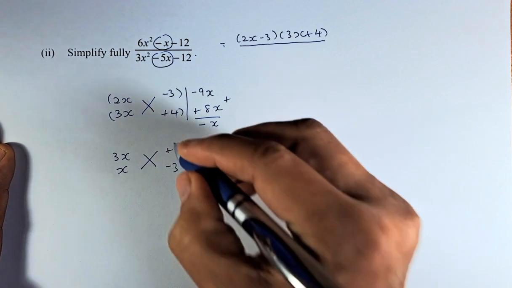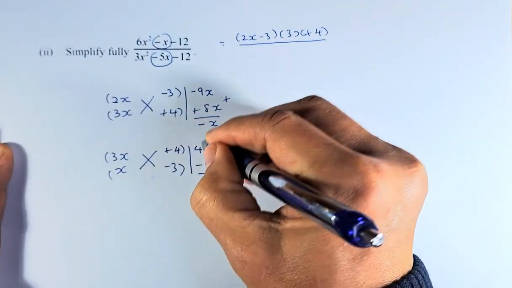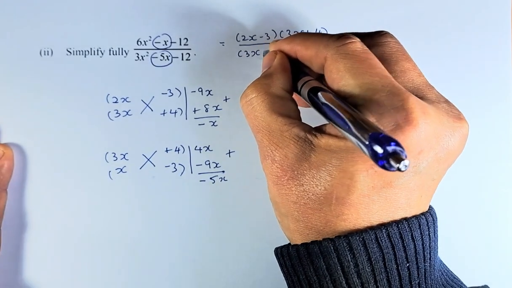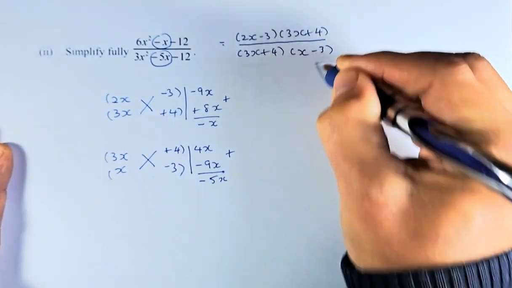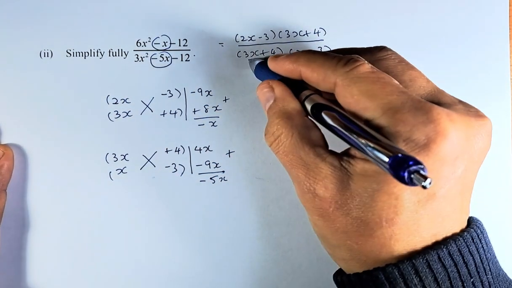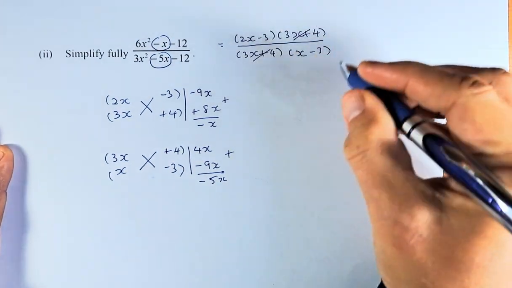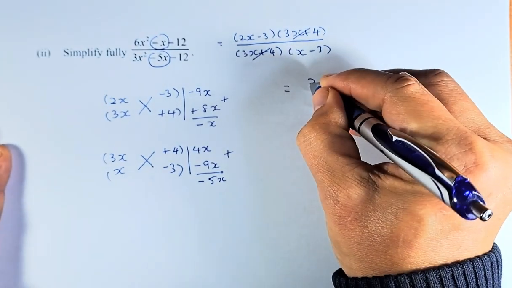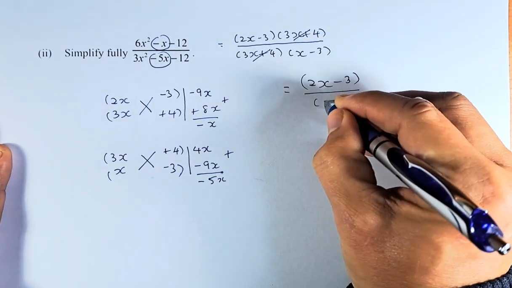So the second expression is going to be 3x plus 4 and the next one is x minus 3. So now you have to cancel out whatever is common. In this case, 3x plus 4 appears both in the numerator and denominator, so we can cancel them out. So the final answer is going to be 2x minus 3 at the numerator, and the denominator is x minus 3.